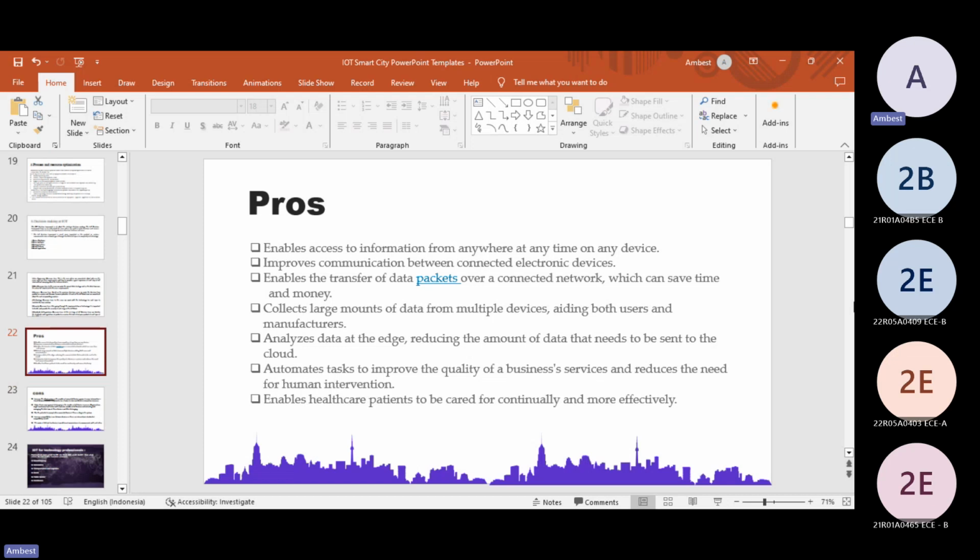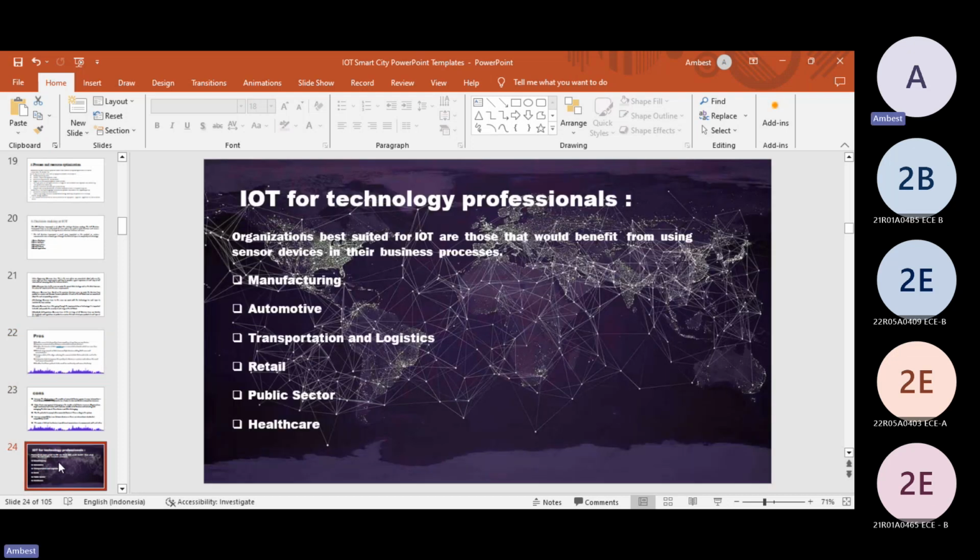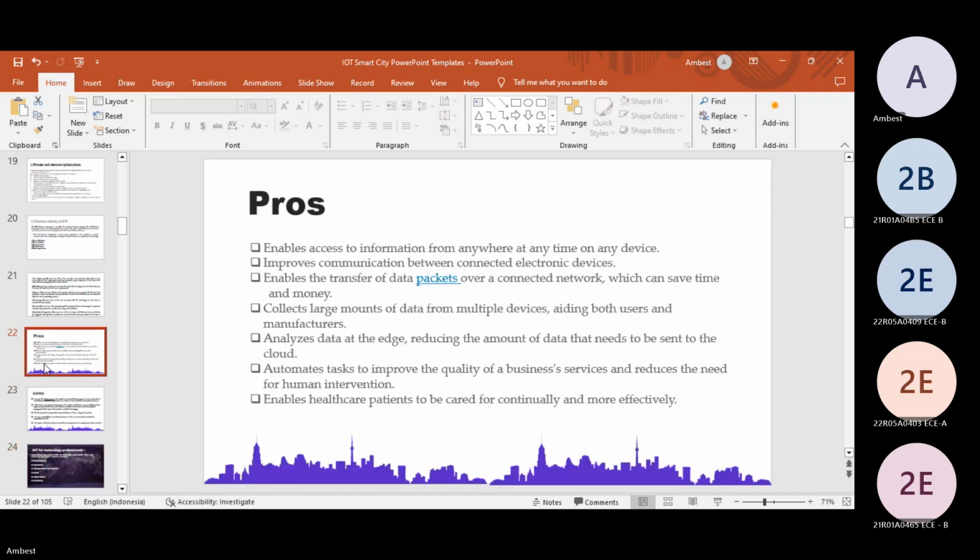Next thing was applications, right? It is where IoT technology is properly used for professions. So in that way, the pros were all this.